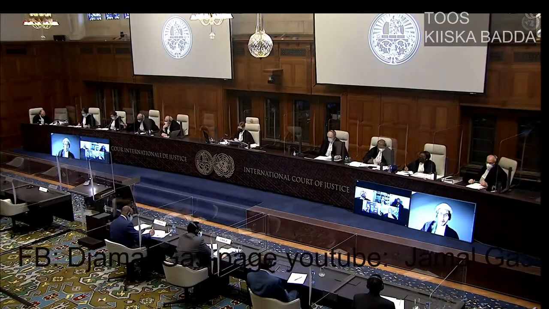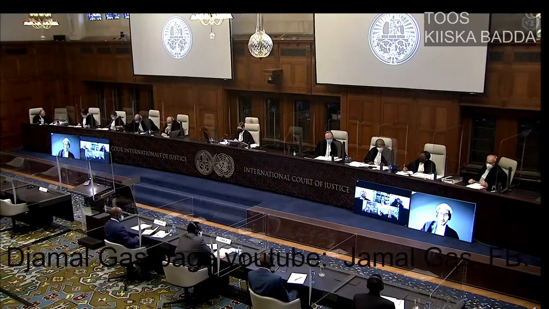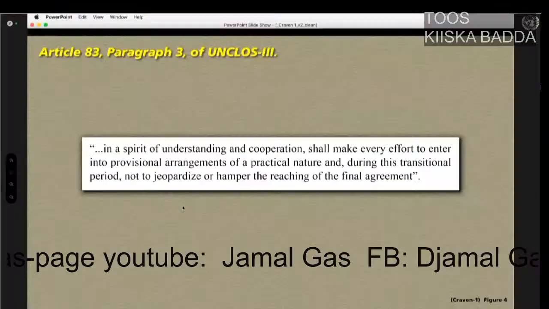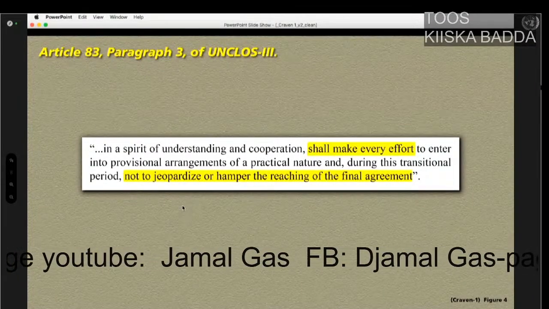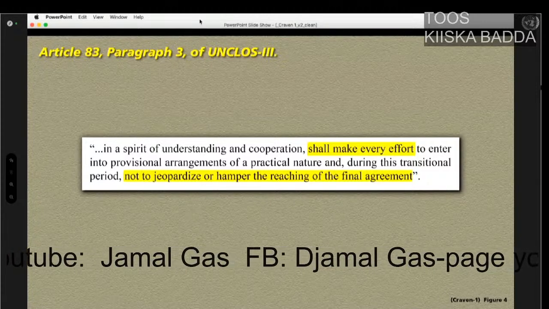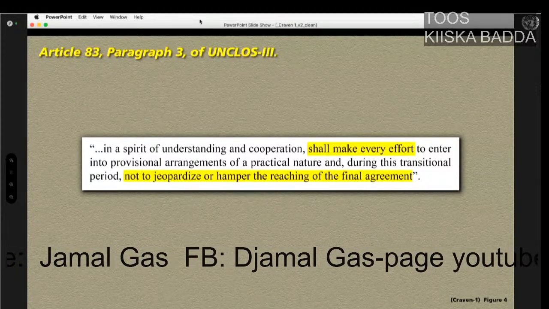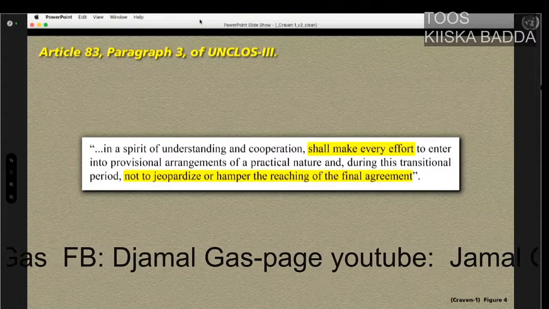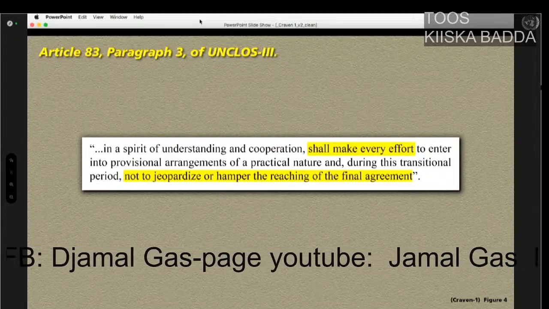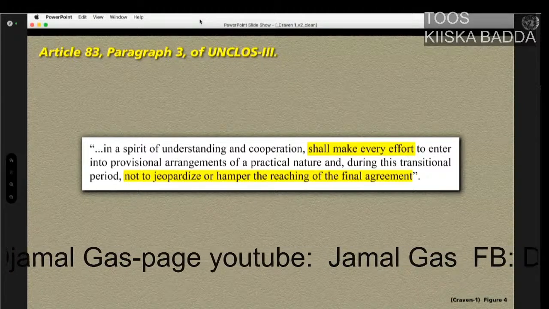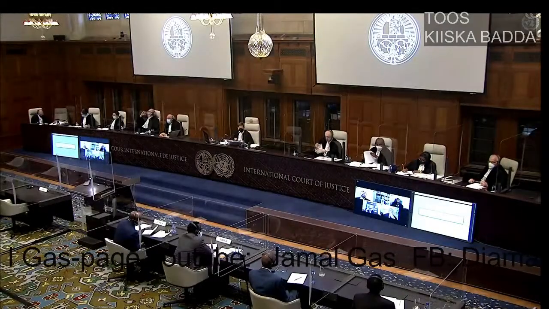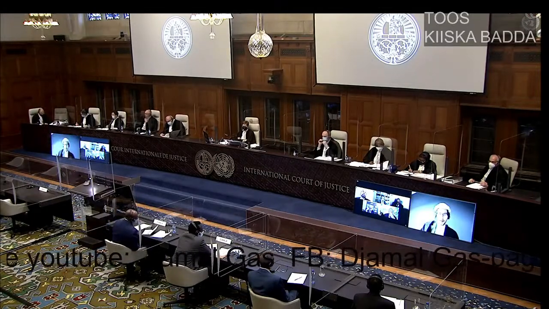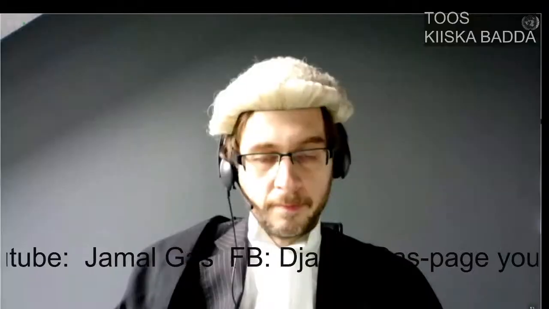Now, as the court well knows, Article 83.3 stipulates that pending agreement, the states concerned, in a spirit of understanding and cooperation, shall make every effort to enter into provisional arrangements of a practical nature, and during this transitional period, not to jeopardise or hamper the reaching of the final agreement. Article 74.3, of course, contains materially identical provisions in respect of the exclusive economic zone.